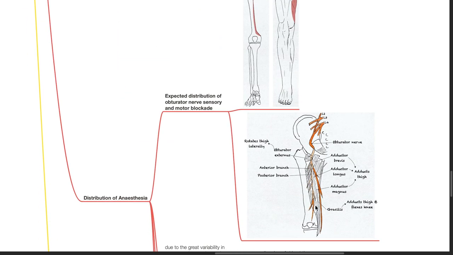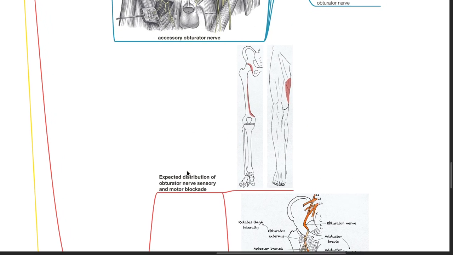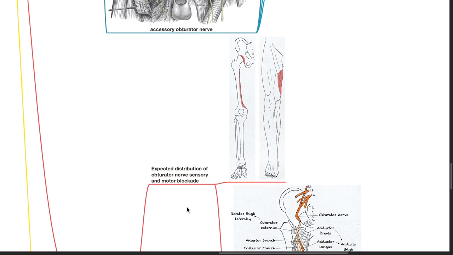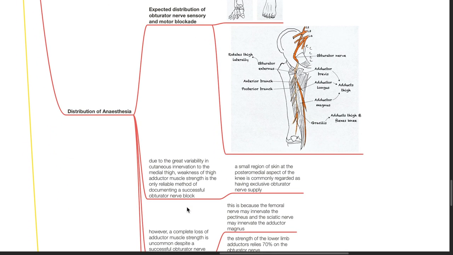Distribution of anesthesia. These diagrams show the expected distribution of the obturator nerve sensory and motor blockade. Due to the great variability in cutaneous innervation to the medial thigh, weakness of thigh adductor muscle strength is the only reliable method of documenting a successful obturator nerve block.